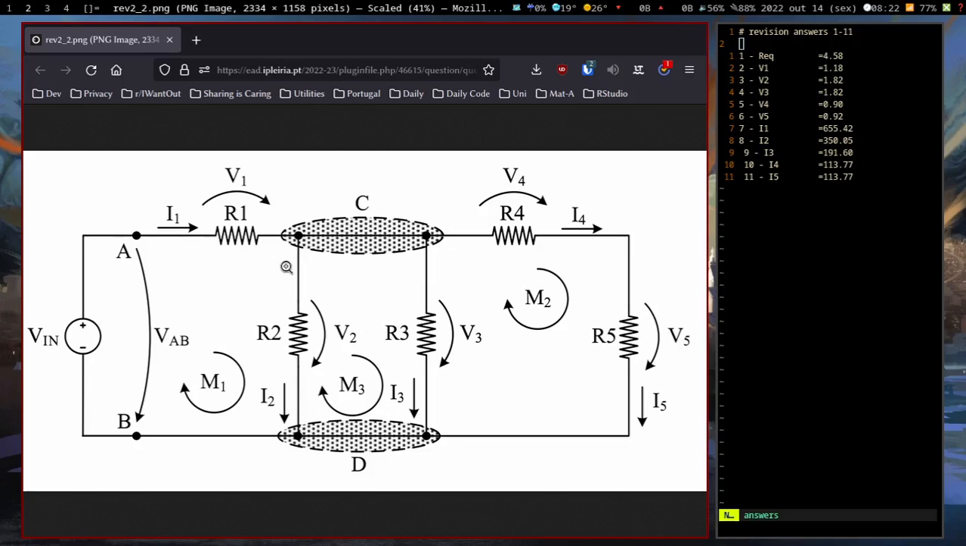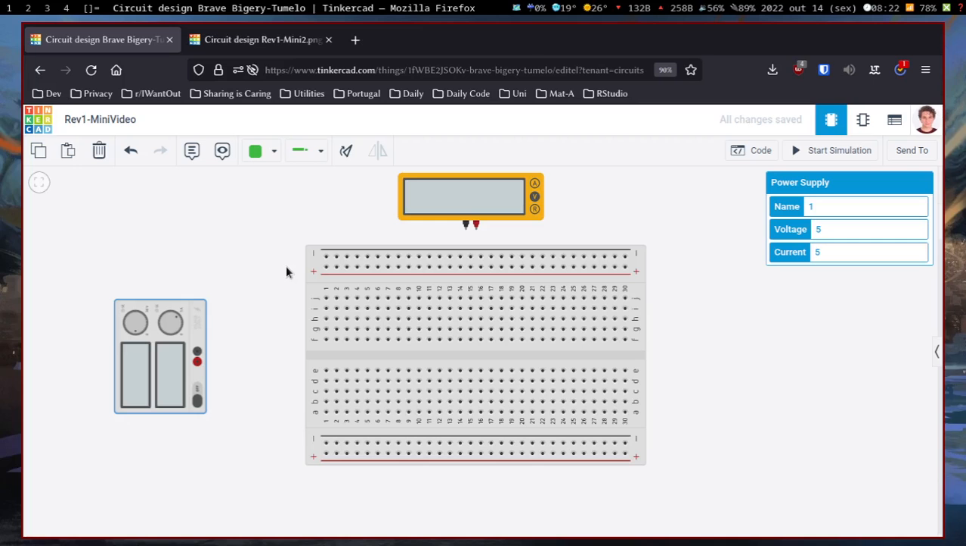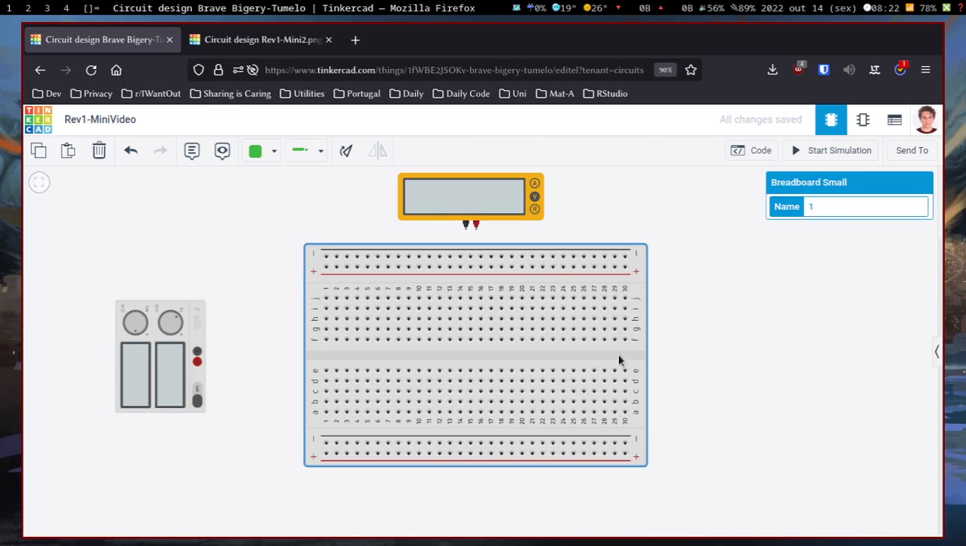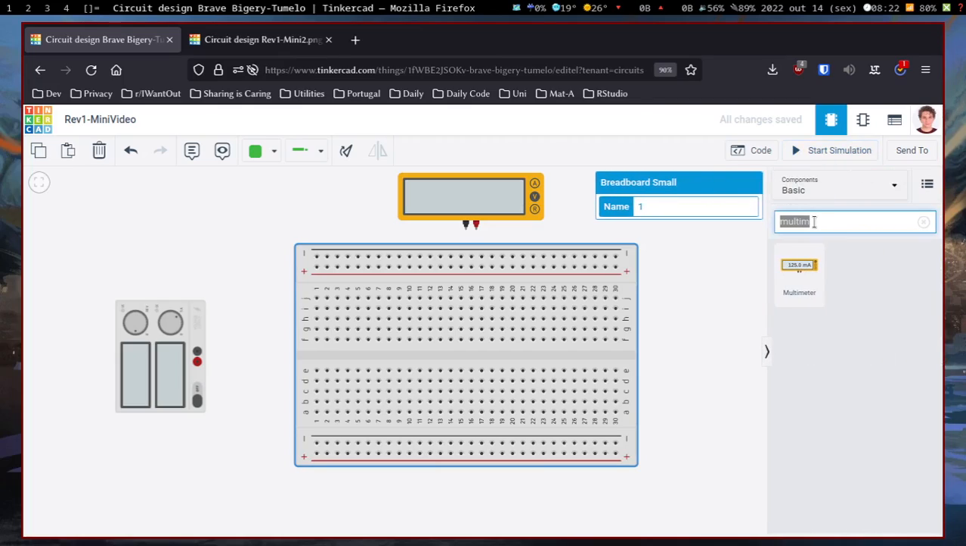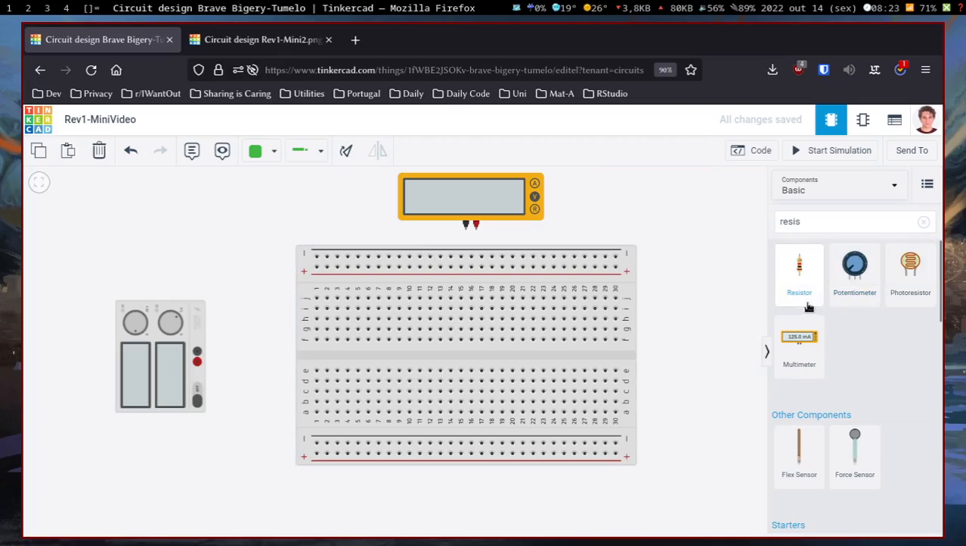Let's start with our basic devices. We have a power supply, a multimeter, and a breadboard. First thing, we need resistors. One, two, three, four, five.